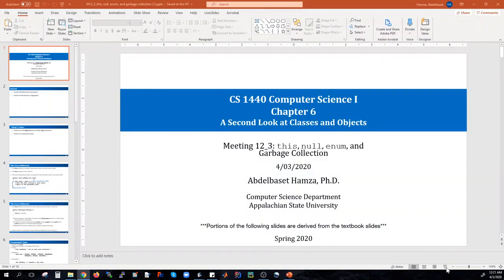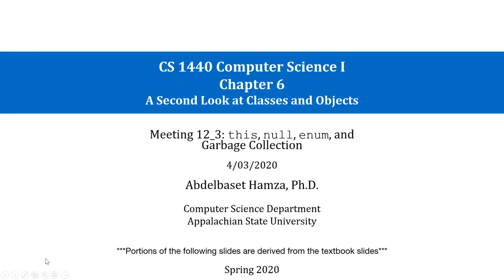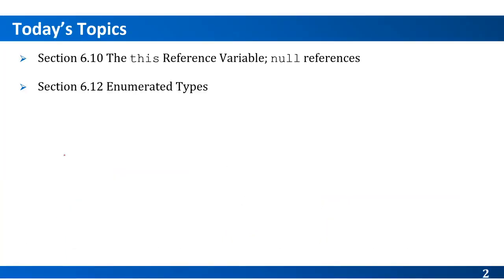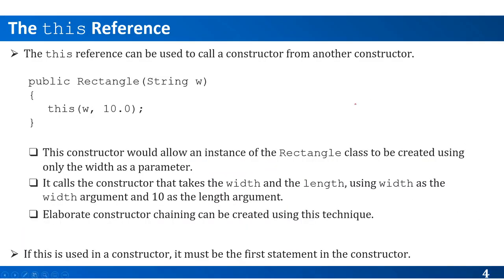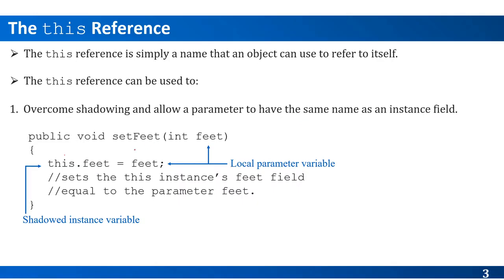So if you look here, the first thing that we are going to cover is the this keyword. And this keyword is something that we have already covered before, right? So we said this keyword is very useful to avoid shadowing, right? So if you remember, we said that if you have a method, like setFeed, for example, and here in this method, you would like to set the variable or the field feed to the value feed.